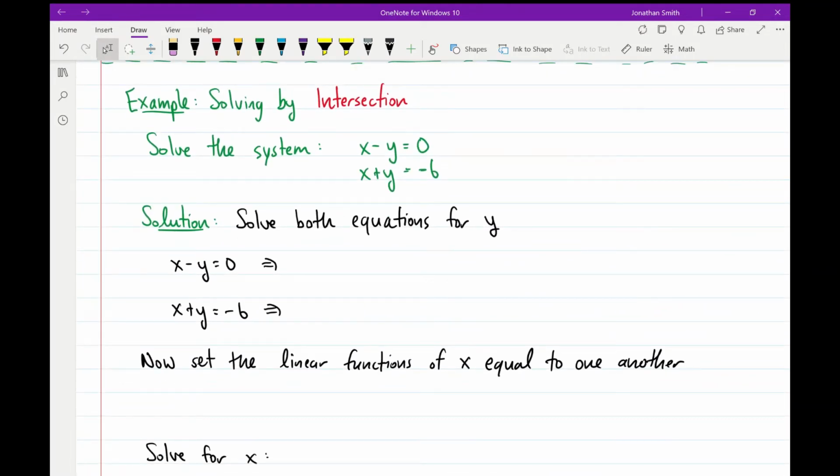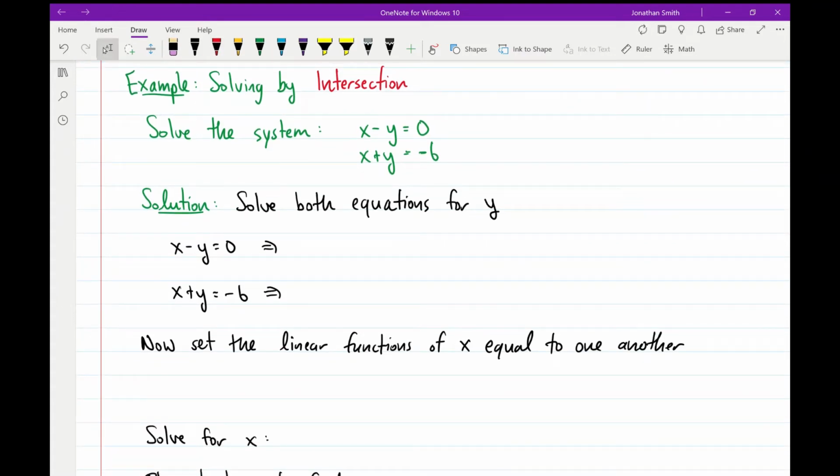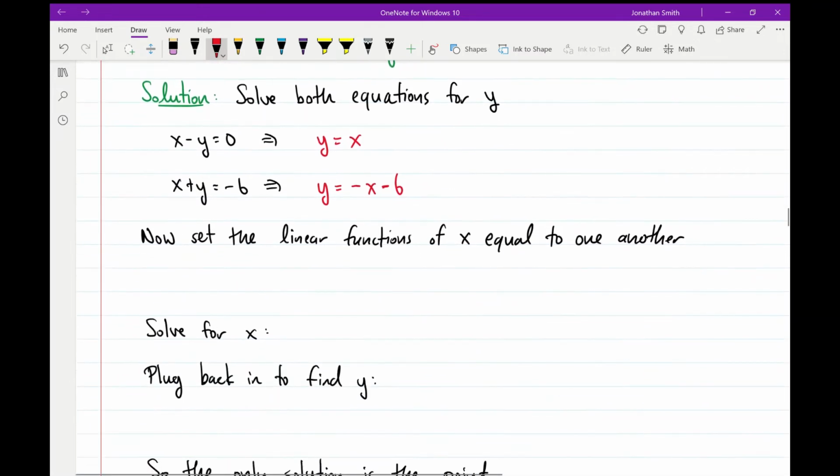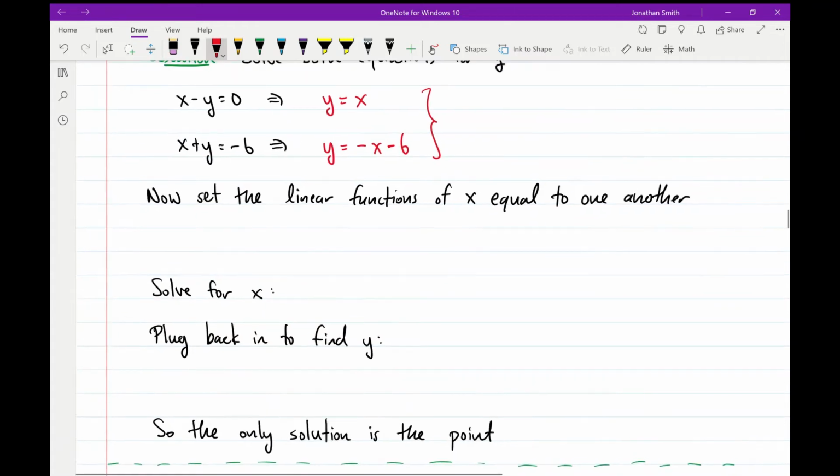Okay, next method is called the intersection method. So here we're going to solve the system x minus y equals 0 and x plus y is equal to -6. So to use this method, we're going to take both equations and solve both of them for y. So x minus y is equal to 0 is going to turn into just y is equal to x when we solve for y. And x plus y is equal to -6 is going to turn into y equals minus x minus 6.